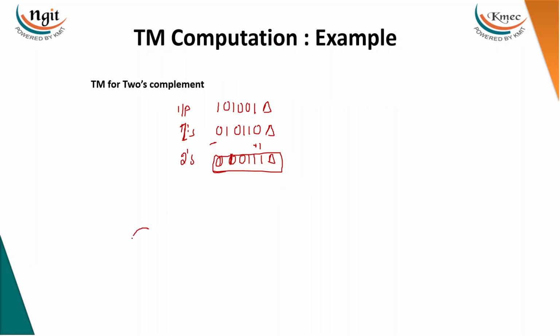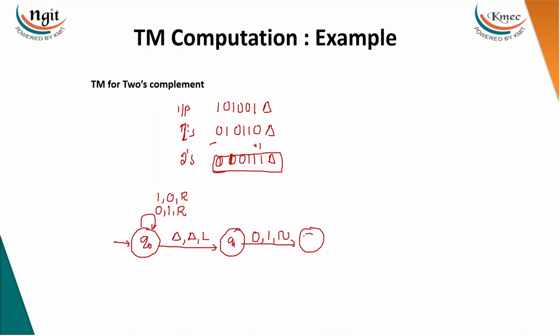So how can we do this? Just listen here guys. Q naught, first take the one's complement here. If it is 0, change it to 1, go on right side. If it is 1, change it to 0, go on right side. And if it is delta or blank, don't do anything, come left side. In the left side, if it is 0, change it to 1, and you don't need to move anywhere. If you want to move to the final state, that's your wish, no problem, you can accept it. That's it.